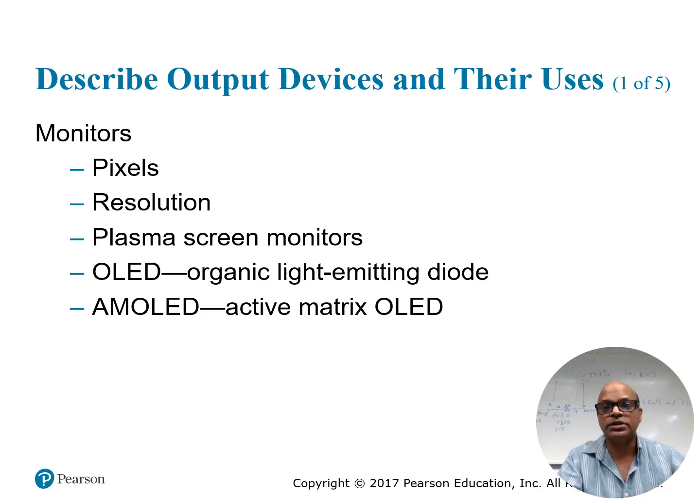The resolution of a monitor is the number of horizontal pixels by the vertical pixels. The higher the resolution, the sharper the image. Plasma screen monitors pass an electric current through gas sealed in thousands of cells inside the screen. OLED, or organic light emitting diode monitors, have thin panels of organic molecules sandwiched between two electrodes. Mobile devices, or active matrix OLED monitors, produce sharper images with a wider viewing angle.